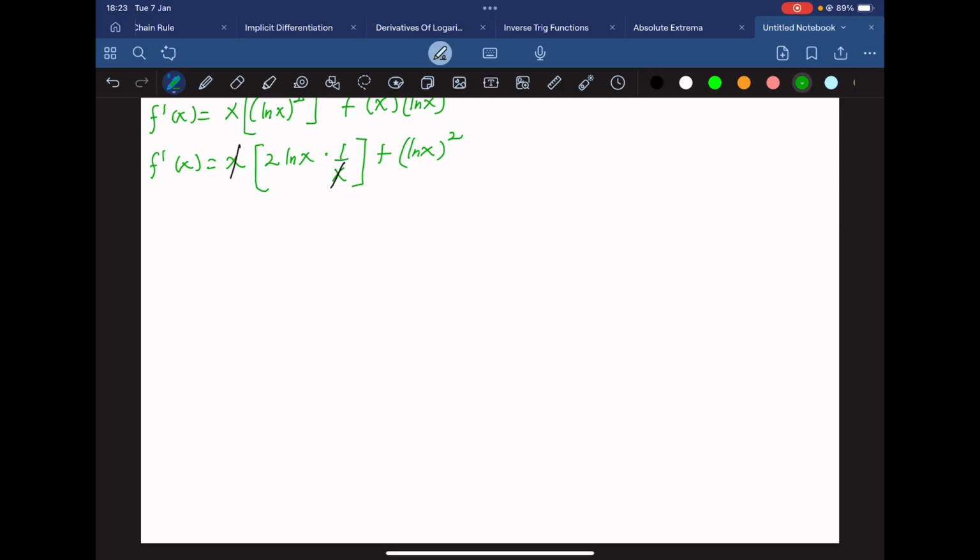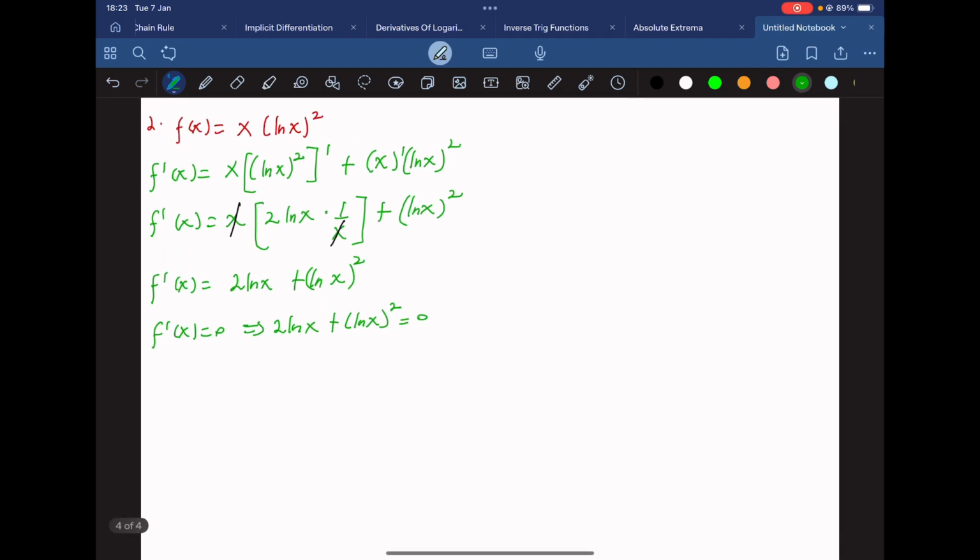So we just have our f prime of x in this case to be 2 ln of x plus ln of x all squared. Again, there is no x value that will make this undefined, so we just have to set this equal to 0. So f prime of x equal to 0 simply means we have 2 ln of x plus ln of x squared equal to 0. So what do you think we have to do over here?